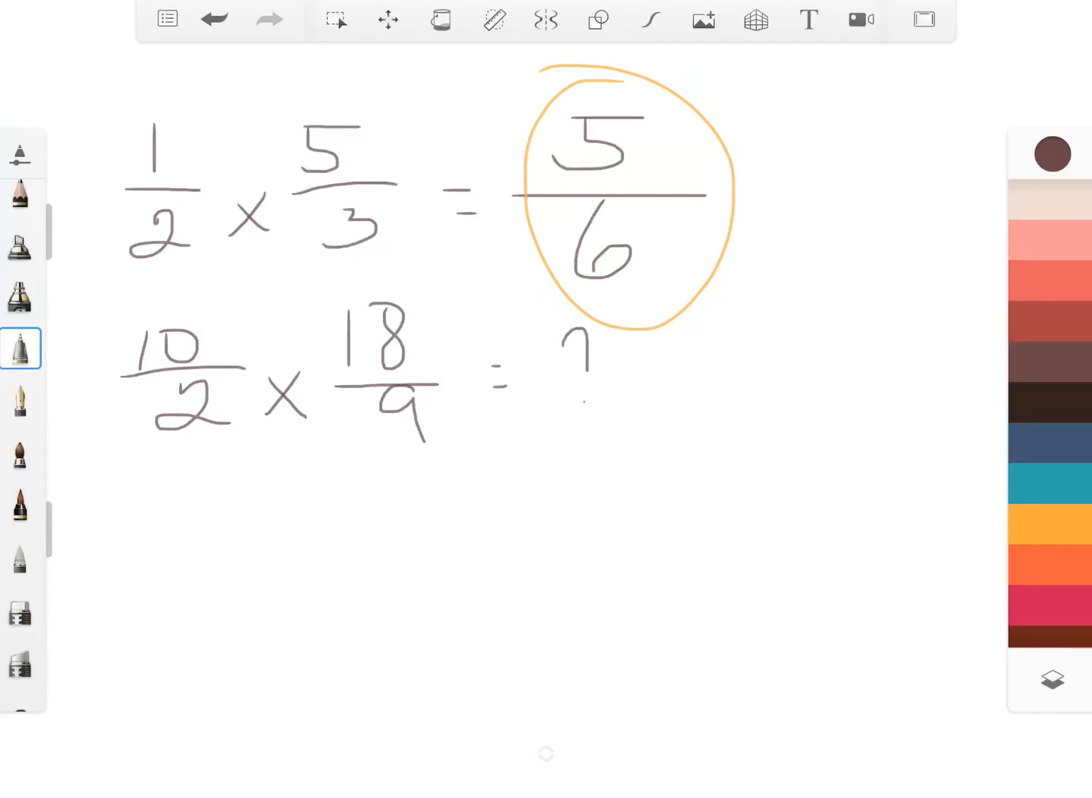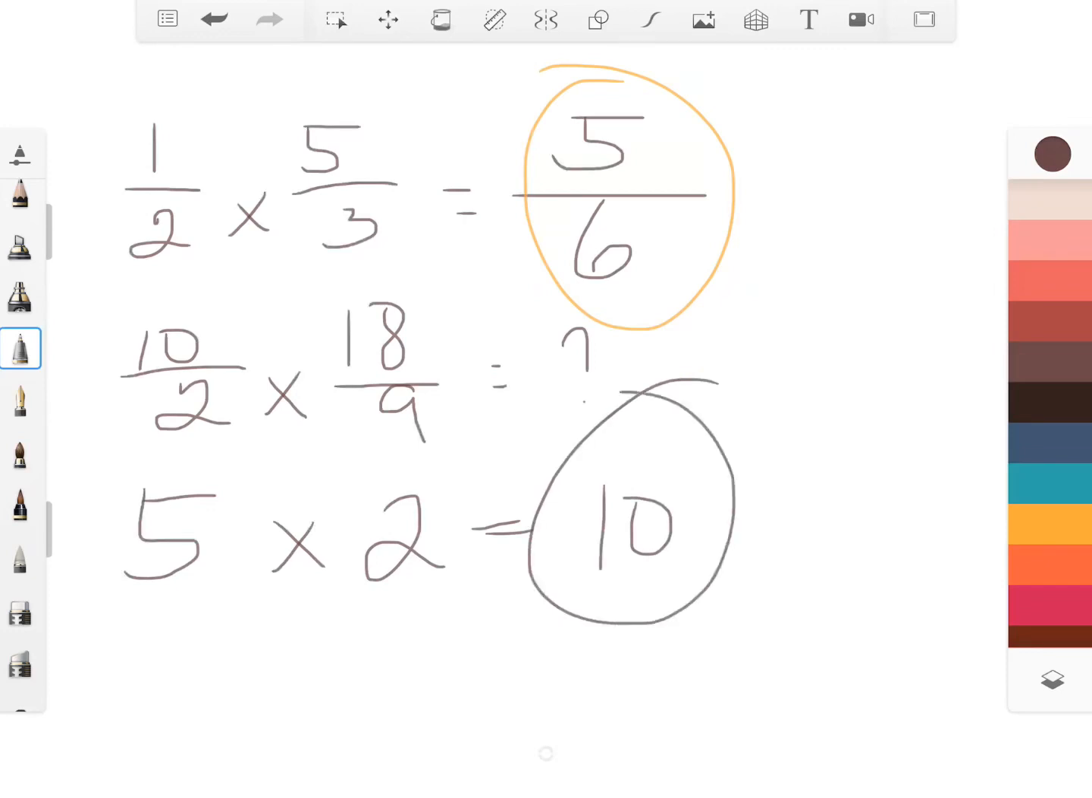Equals to what? Well, at first it's kind of intimidating, looking at how big the numbers are. So in this case, guys, if you see that each fraction can still be reduced on its own, then please do so because it will make your life so much easier. So in this case, 10 divided by 2 is 5. And then 18 divided by 9 is 2. Then just multiply the numbers. So 5 times 2 is equal to 10. Then that is our final answer.